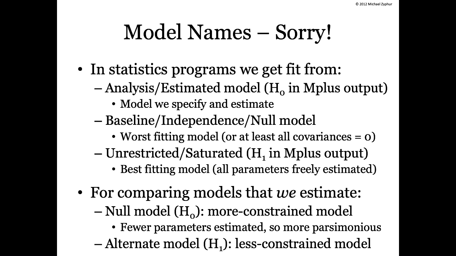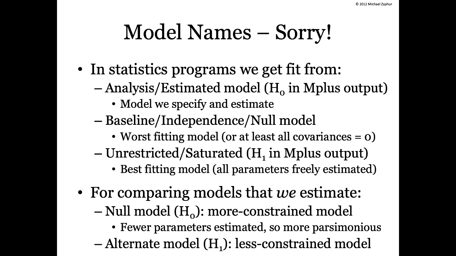There's a different kind of model called the baseline model, or the independence model, or the null model. That's the worst fitting model possible, the absolute worst. It doesn't get any worse than that. Or at least, that's a model where it's modeling all of the covariances among the observed variables as being 0. No slopes, no covariances. So you can't account for any covariance in the observed data. It's as bad as it gets.